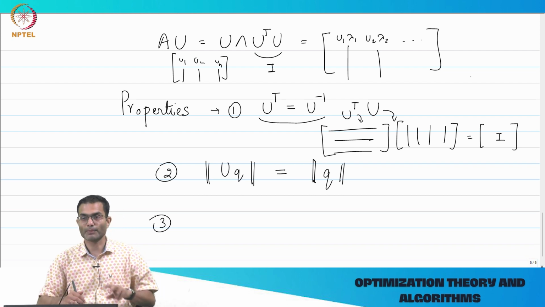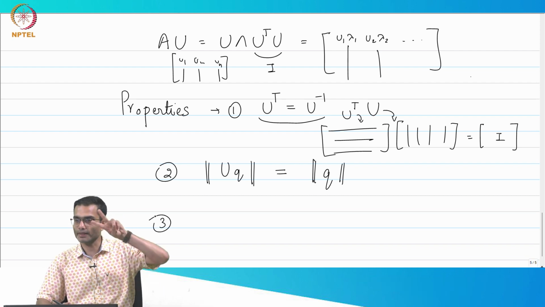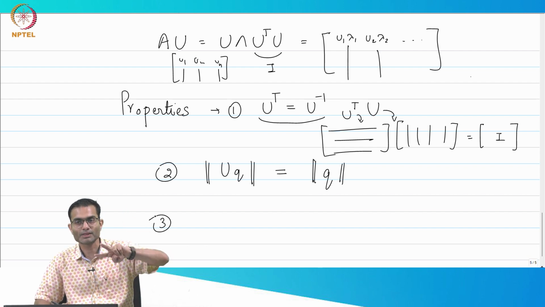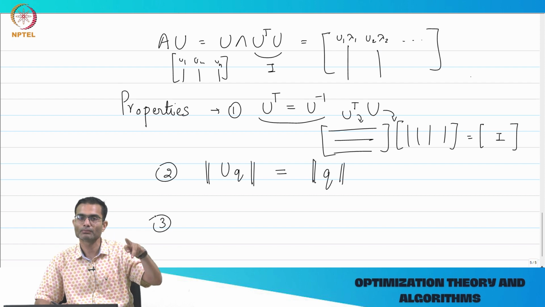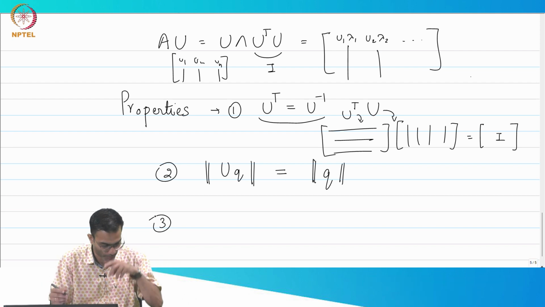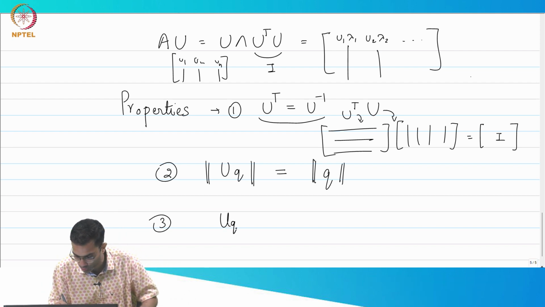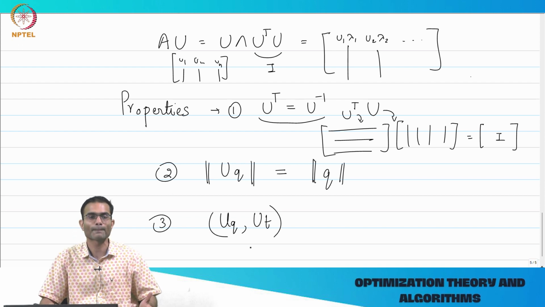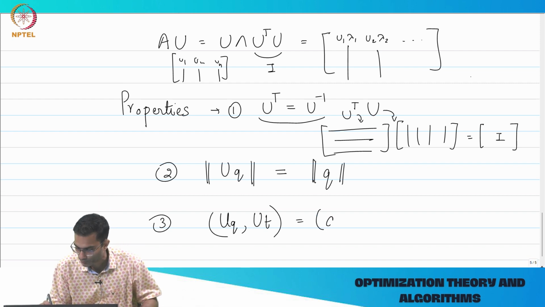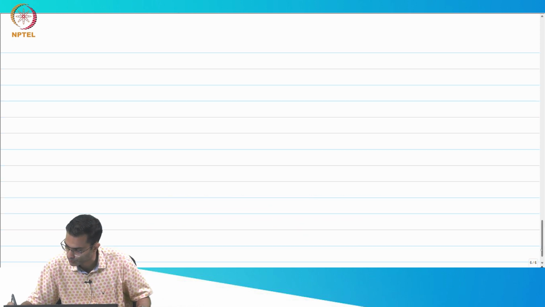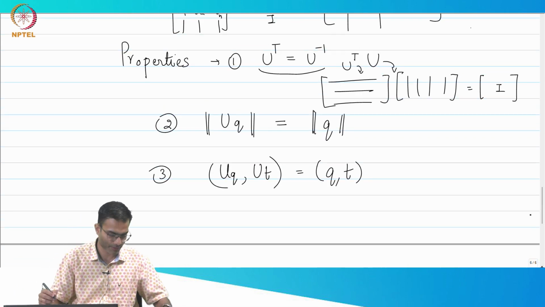It's length preserving, but now what about if I have two vectors, let us say q and t, and I apply U to both of them, will it change the angle between them? If it's a rotation, it should not change the angle between them, right? So that's the second property. If I do Uq and Ut, the inner product should be the same as the inner product of q and t. You would have seen the proofs of all of these in linear algebra. They're quite straightforward.